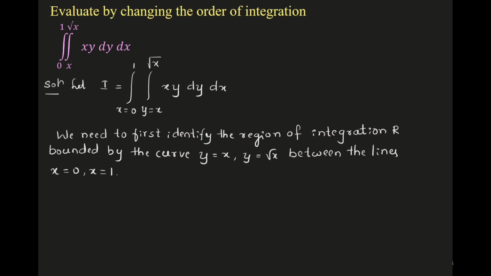Now once we write the limits, we need to first identify the region of integration R bounded by the curves y equal to x and y equal to root x. What do they represent? These are the variable limits. x equal to 0 to 1 are the constant limits.